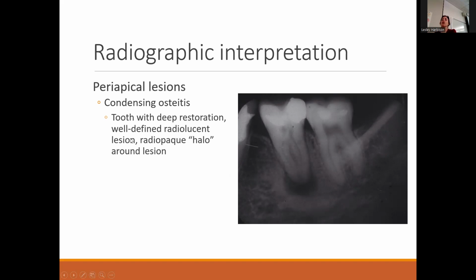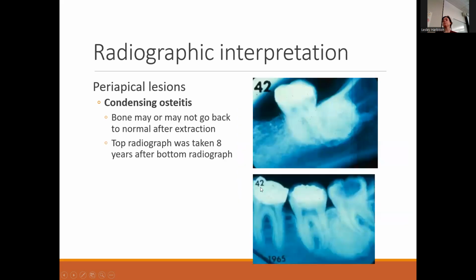Tooth with a deep restoration, well-defined radiolucent lesion, radiopaque halo of the condensing osteitis around the lesion. Some more examples of that. Bone may or may not go back to normal after the extraction. So here's an example of the tooth. These are backwards, this one should be first. But anyway, here's a tooth with a huge cavity. It had a lesion there. They extracted it, and this says 8 years later, the bone still looked like that.